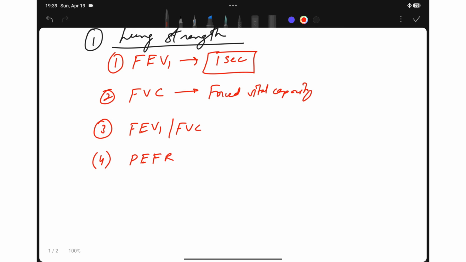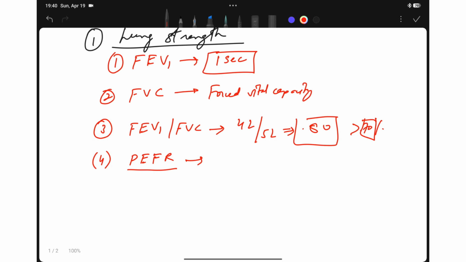The third point is FEV1 to FVC ratio. It is the ratio of both the above values. Let's say FEV1 comes out to be 4 liters in the first second, and our FVC comes out to be 5 liters. The ratio comes out to be 0.80, which denotes the lung is in a healthy state, because more than 70%, or more than 0.70, is the value for a good or healthy lung.